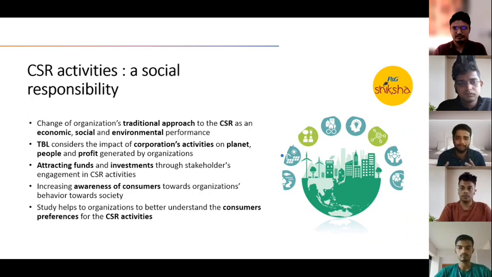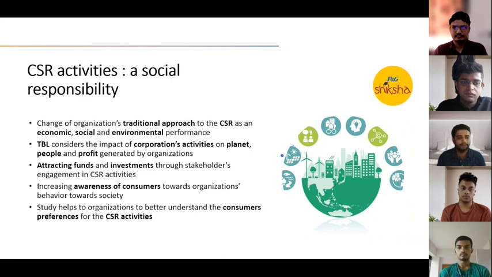The TBL considers the impact of corporate activities on the planet, people, and the profit which is generated by the organization. The planet consists of the planet capital and the people consist of the human capital. Whatever profit is generated, the company needs to share it with the planet and the people, that's the environment and the society. So that is the most important activity that the firm needs to follow.